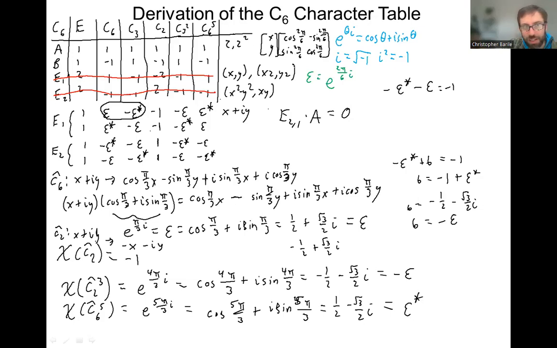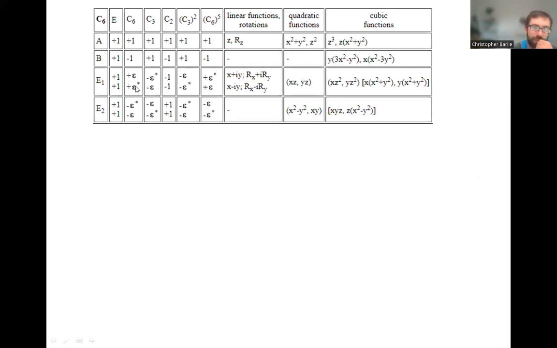So lots of math. The key result here is that it's very complicated, but hopefully you can see now how you get these functions. This character table is nice. It actually tells you x minus iy, and that will be the other function that transforms like this. But there you go.